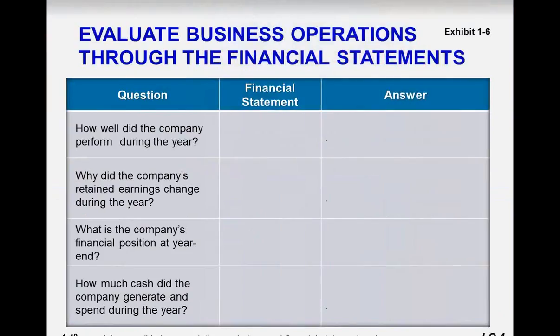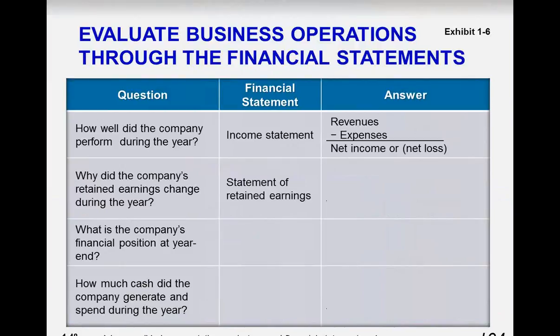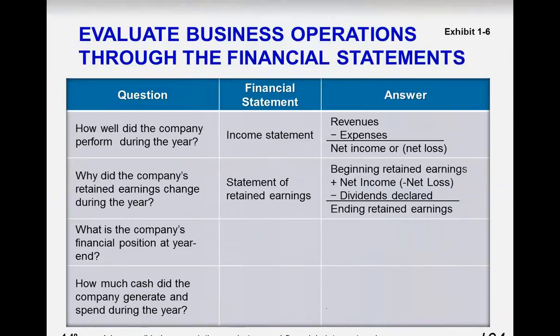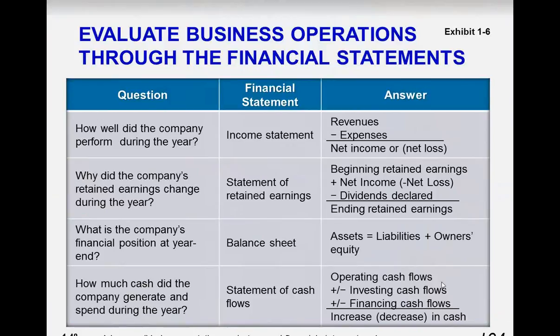Financial statements, we have the income statement that answers how well did the company perform during the year. It's revenue minus expenses. The statement of retained earnings tells us how much of their earnings they kept during the year. It's our beginning retained earnings plus our net income, minus a net loss, minus dividends to get our ending retained earnings. Our financial position is shown on the balance sheet. It shows our assets, liabilities, and owner's equity accounts. And how much cash did the company generate during the year? That would be shown on the statement of cash flows.